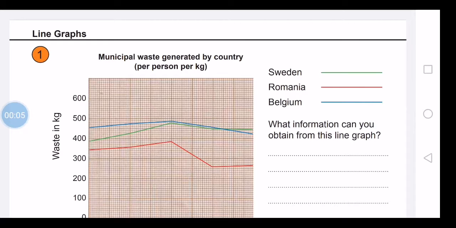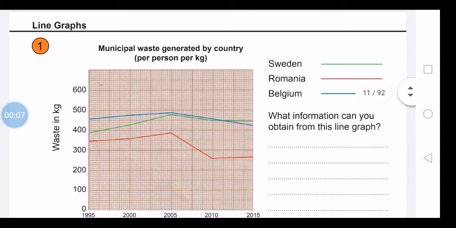Okay, so this is page 5 of your Intermaths book and you can see a line graph. It's drawn on graph paper. If we have a look at the title, it says "Municipal waste generated per country" and then in brackets, "per person, in kilograms". If you look along the bottom axis, you can see some years. They go up in steps of 5: 1995, 2000, 2005, 2010, 2015.